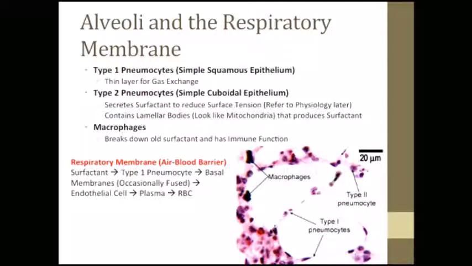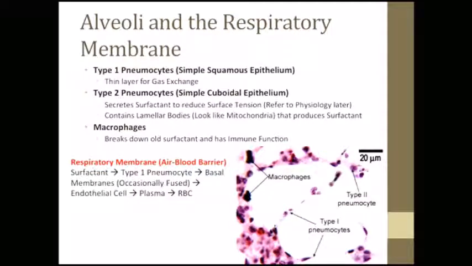And it forms the air-blood barrier. So basically, you'll be asked to describe how the respiratory membrane actually works and what the layers are that oxygen has to go through from the inside of the alveoli until it reaches the red blood cell. So it has to go through the surfactant, type 1 pneumocytes, and the basal membranes. There are usually two membranes, one for your alveolar wall and one for your endothelium, the one that covers your blood vessels, but they are occasionally fused. You have the endothelial cell, you have to go through plasma, and finally you get to your red blood cell.